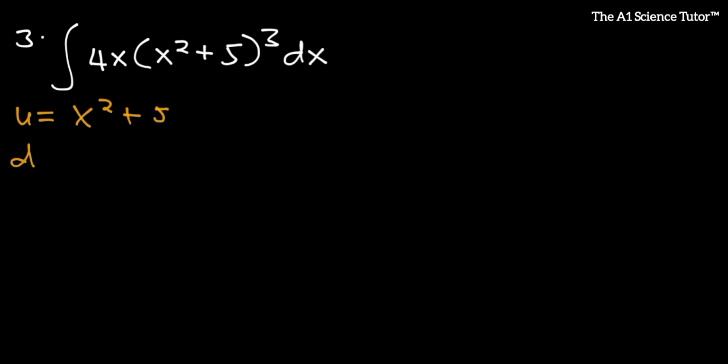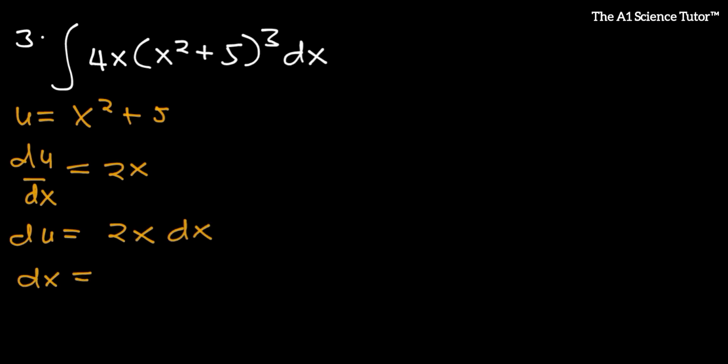Now we're going to have du dx to be 2x. So we're going to have du to be 2x dx. And dx will be equal to du divided by 2x. So this form, I'm actually going to use it to plug back into the original expression.